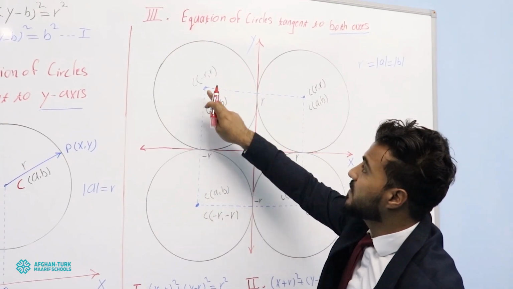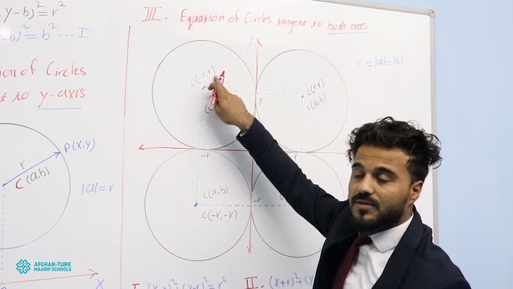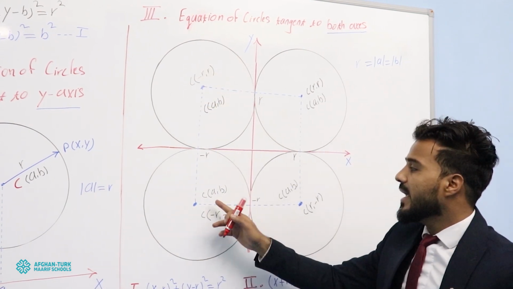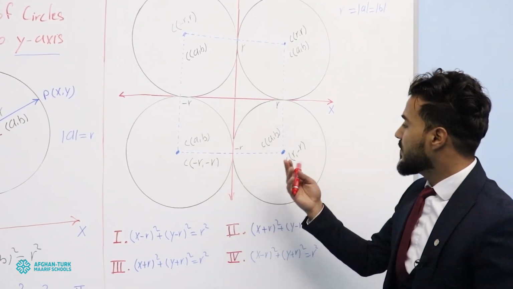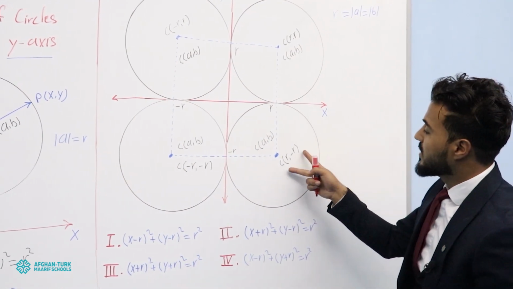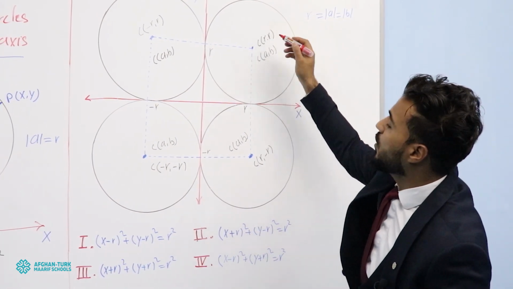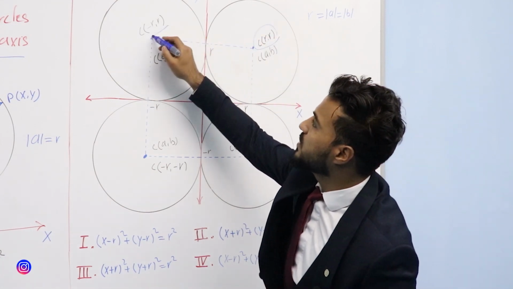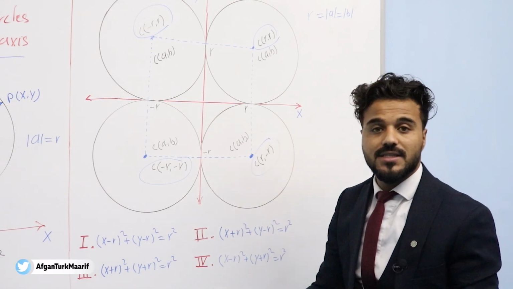So a is negative, so we can write minus r here, and b is positive, so we can write positive r here. So instead of this center we can write this center. Also in the third quadrant, a and b are both negative, so you can write minus r and minus r. In the fourth quadrant, a is positive and b is negative, so you can say that the center is (r, minus r). So here we can see that these four centers are different according to their signs. So for each of these quadrants we have different equations.